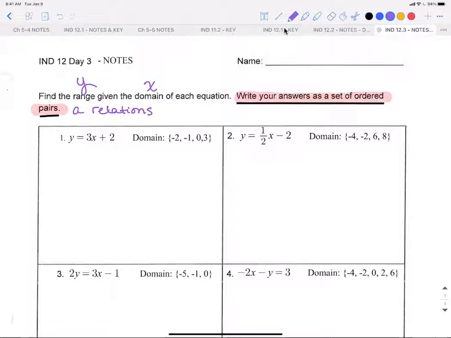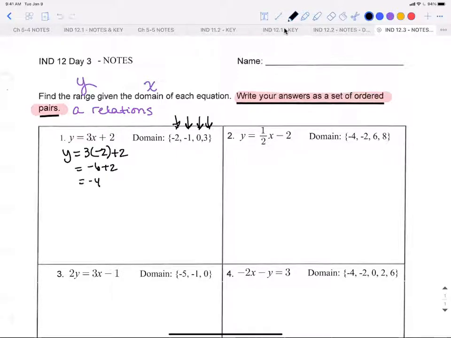Now, these are a little bit time consuming, and you may need to use a separate sheet of paper or the back of your homework. Because if you are given 4 x's, which you are here, that means you're going to have to work this problem 4 times to get 4 different y's, and then you're going to have 4 points. So you really have to do y equals 3 times, go with your first x, -2, plus 2. 3 times -2 is -6 plus 2, which equals -4.